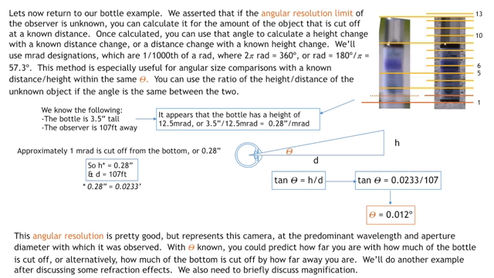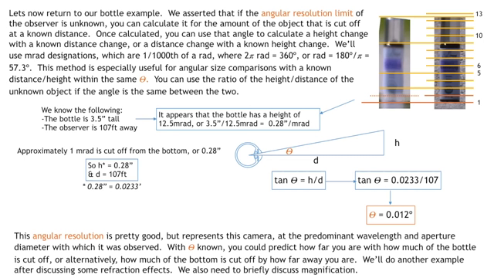So we know the following within this picture. Let's say we know the bottle is 3.5 inches tall and the observer is 107 feet away. It appears that the bottle has a height of about 12.5 milliradians, or 3.5 inches per 12.5 milliradians, which comes out to 0.28 inches per MRAD. So again, these designations were somewhat arbitrary. I just took the amount that appeared to be cut off as 1 unit, and I stratified them up from there, and you can do the math from that point.